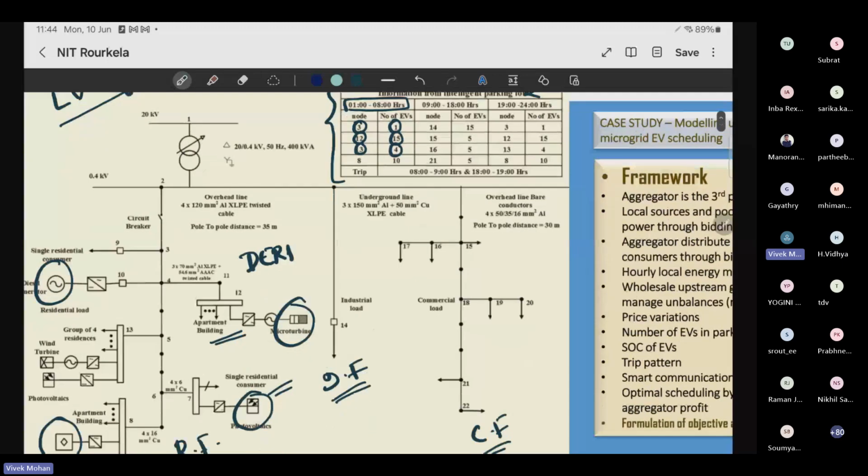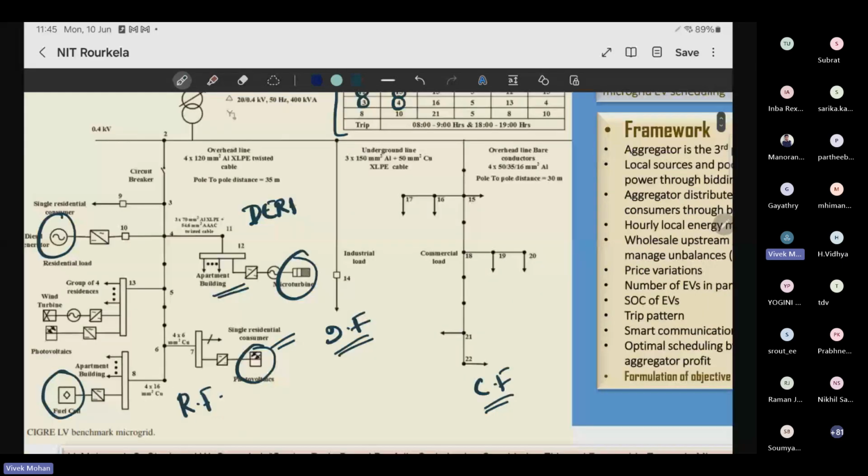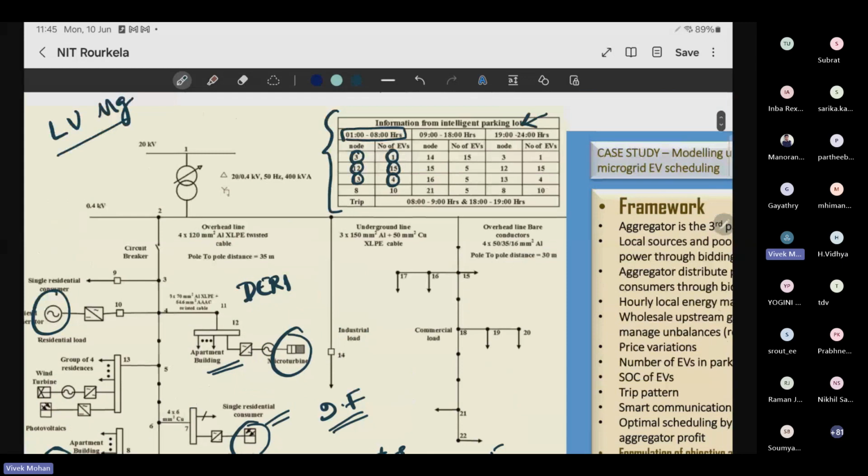But of course, we don't know whether it is actually there or not in the real time horizon. But we can give this information prior to the real time dispatch. So each of these owners inform the operator about the availability of their parking lots, I mean availability of electric vehicles in the parking lot. That is what here you see.